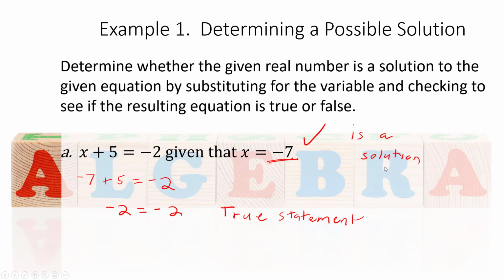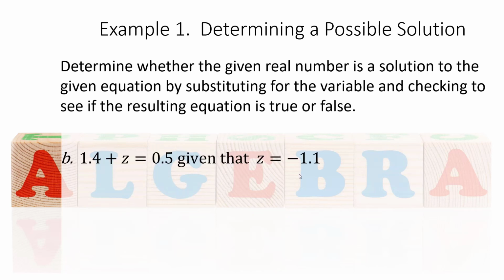Okay, so that's pretty much what you're going to do for the first portion of your homework. You're basically going to replace x with whatever number they give you and see if the statement happens to be true. Okay, well here's the second part. Here we want to see if negative 1.1 is the solution to 1.4 plus z equals 0.5.